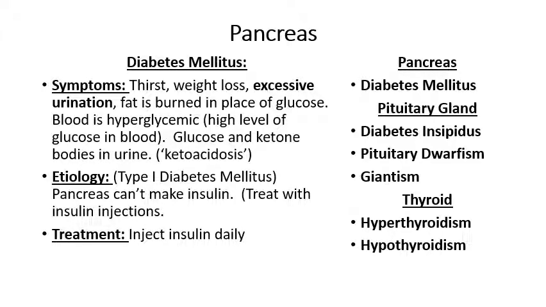So the word diabetes refers to urination. Right? So the symptoms of diabetes mellitus are excessive thirst, excessive weight loss, excessive urination. That's where the dia comes from. Right? Fat is burned in place of glucose because your body can't properly metabolize glucose. The glucose is not getting converted into glycogen at any point and getting into the liver or the muscles. Instead, it remains in the bloodstream.